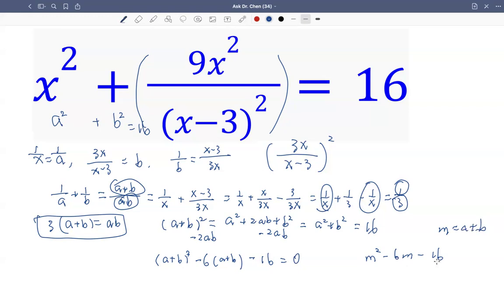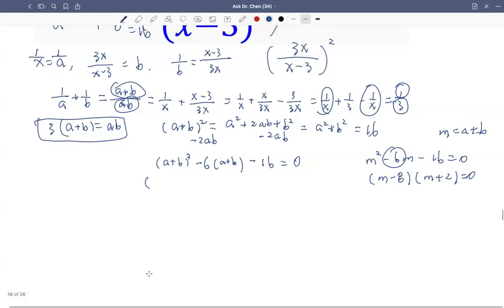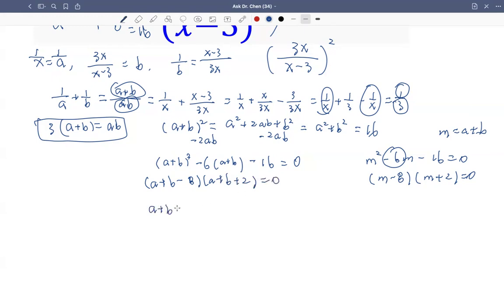Then this is factorable, right? We can factor as (M minus 8) times (M plus 2), because negative 8 plus 2 is negative 6, which gives us the middle term. So that means this can be factored as (A plus B minus 8) times (A plus B plus 2) equals 0. So we get A plus B minus 8 equals 0, that's A plus B equals 8. And A plus B plus 2 equals 0, that's A plus B equals -2.